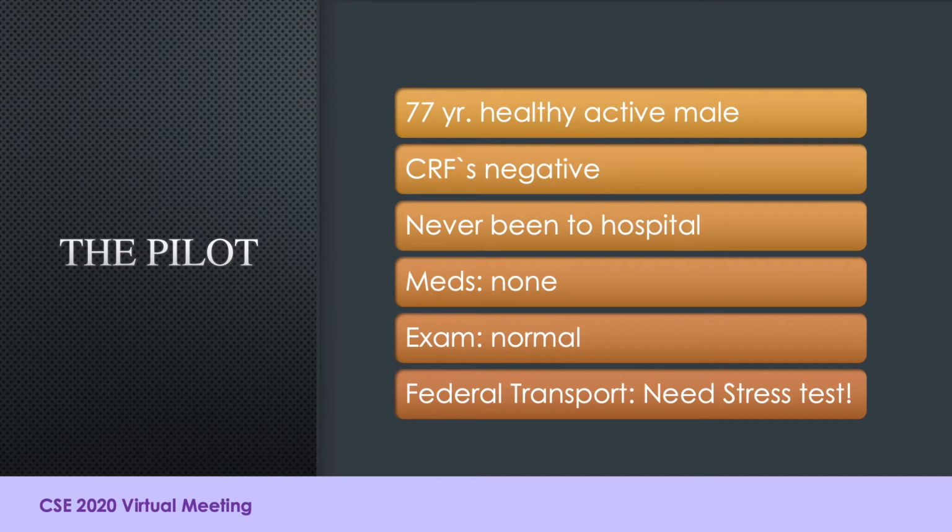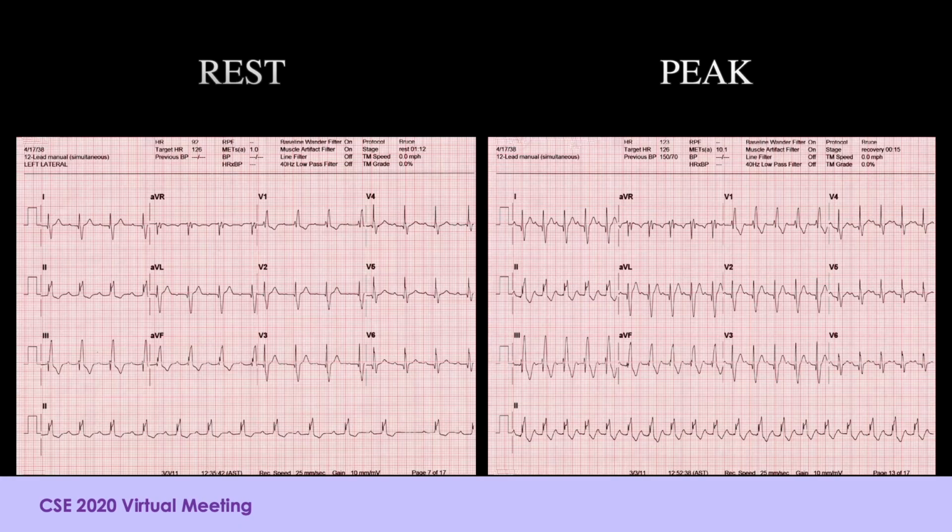Now, a stress test will be challenging with this type of ECG. As you can see, at rest, there's inferior T-wave inversions with a right bundle branch block, and at peak exercise, he has further ST depression inferiorly. So this study was interpreted as showing ischemia by ST criteria, even though he was asymptomatic. Federal Transport said they would give him his license if he had a negative stress echo, and hence I got involved.